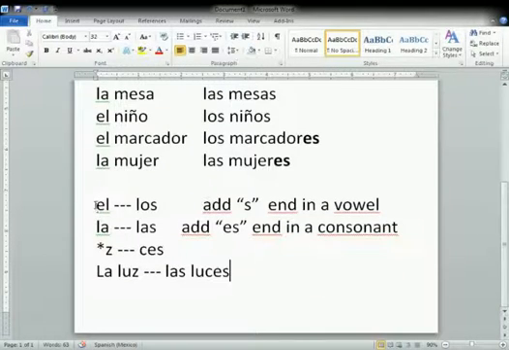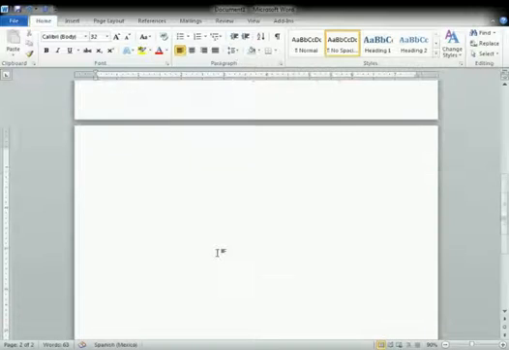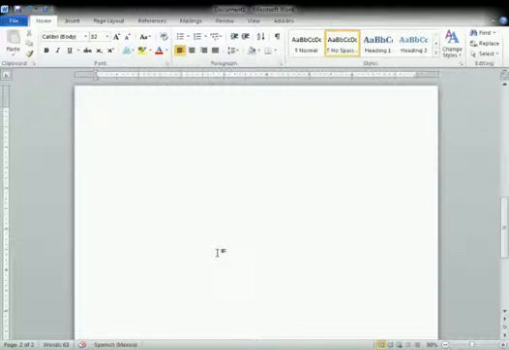So we have four rules to recap. El becomes los, la becomes las. We're going to add s if a word ends in a vowel. We're going to add es if it ends in a consonant. We're going to watch out for the few words in the language that end in z and change them to ces. All there is to it, and you should be able to do a few practice words, even if you don't know what the word means. You could quickly switch it by doing the rules.